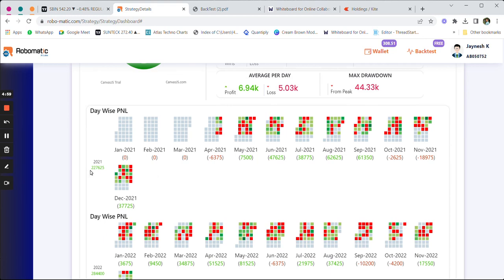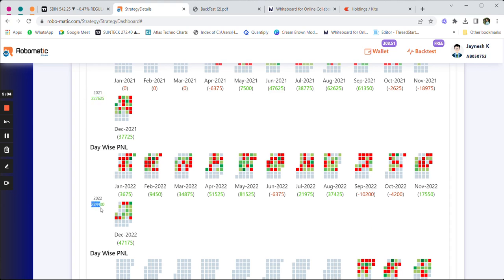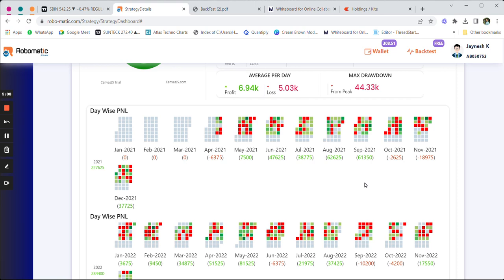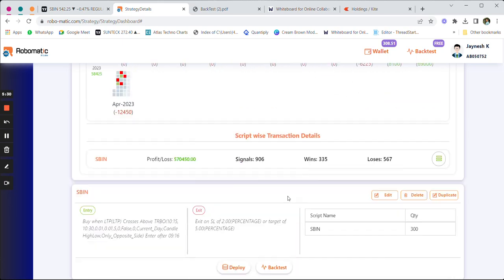In the year 2021 it has given me 2 lakh returns. In the year 2022 it has given me 2 lakh 80,000 returns. Now let us assume that after taxes, brokerage, STT, GST, everything, we only make 50% of the backtest. Even if we make 50% of the 100% returns in the backtest, it is still 50% returns in a year. You can clearly see how the strategy has been making money, and even in 2023 the strategy in March has made huge money. Now let us see whether the backtest is correct or not.